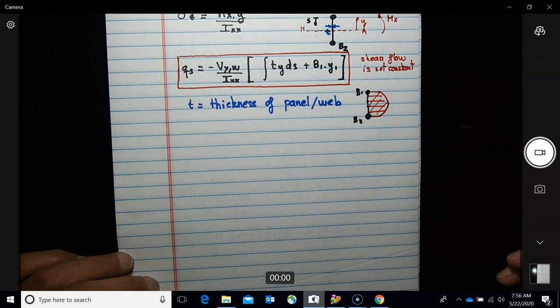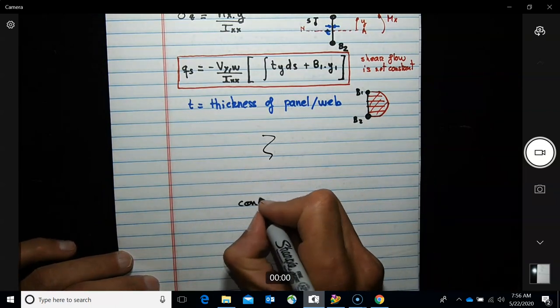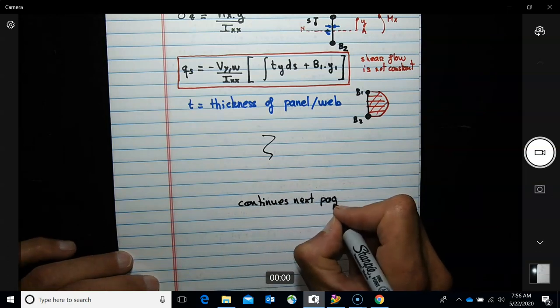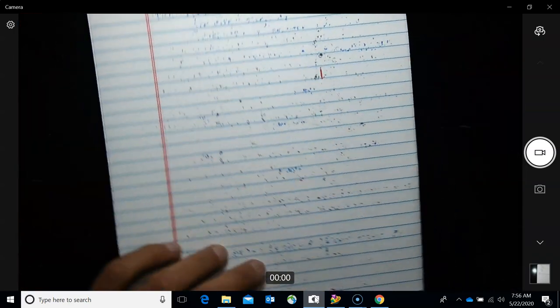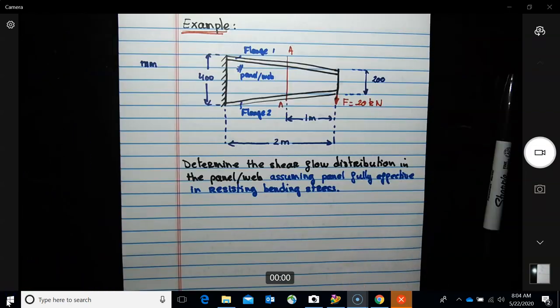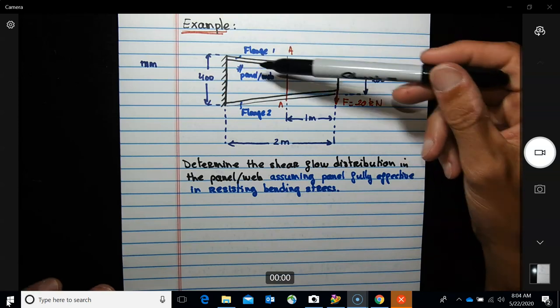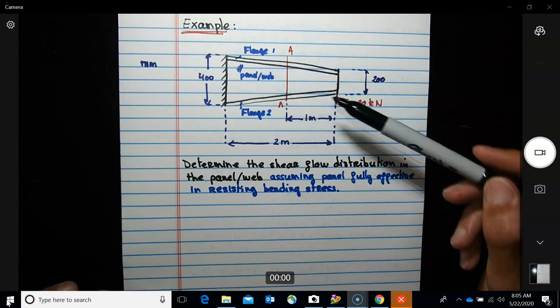So let me do the example on the next page. Okay, so here is the example. To save some time, I paused and did it. Basically this is our wing spar over here with two flanges, flange one top and bottom. This is the web, the panel, and this is the dimension.